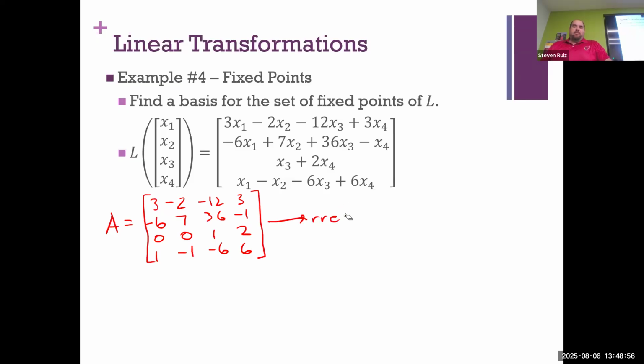So we reduce this, right? Correct? No. Oh, I set a trap. Usually you want to reduce the thing as is, but for fixed points, I want to reduce this more specific matrix, which is A minus I. What is that matrix going to look like? Or just tell me what changes.